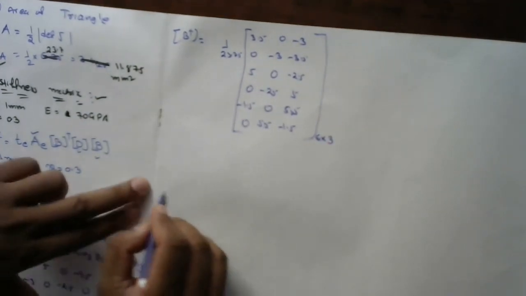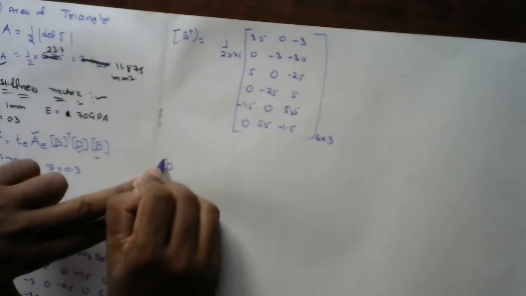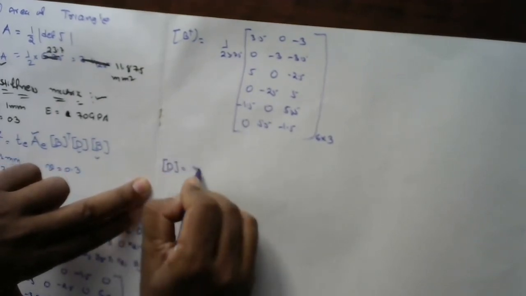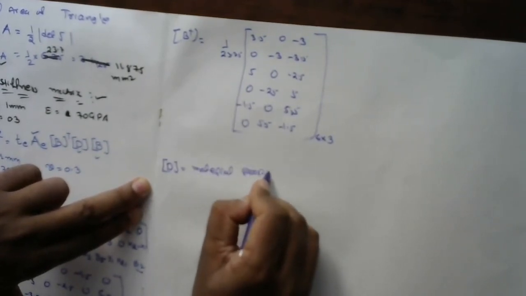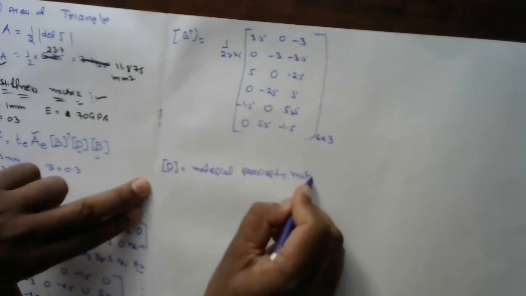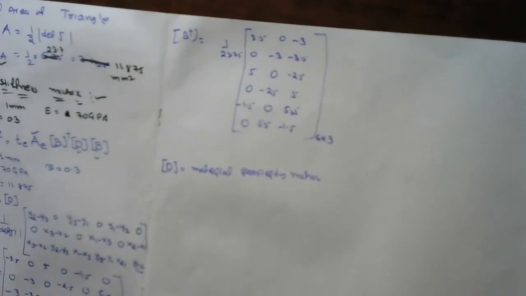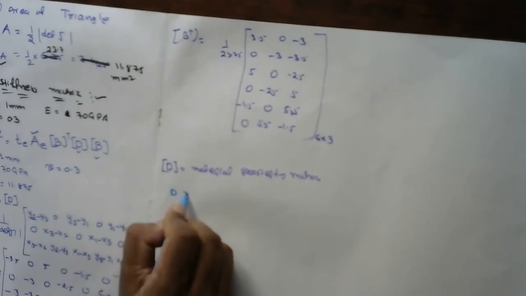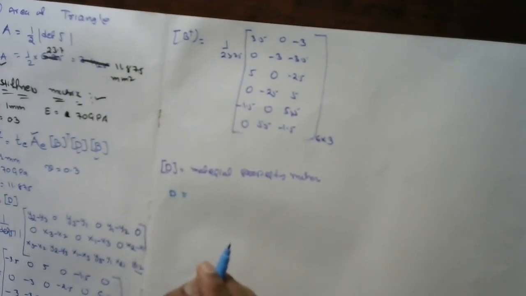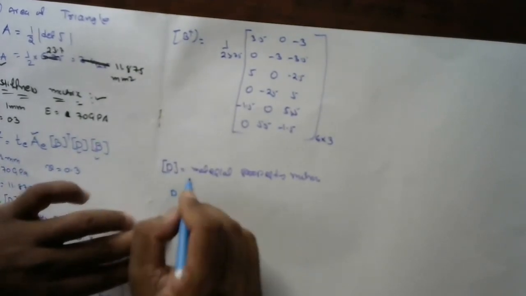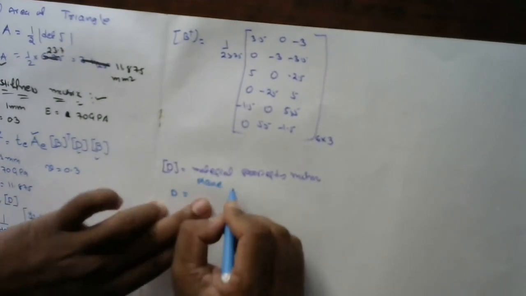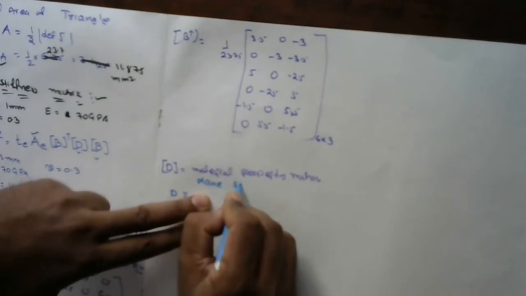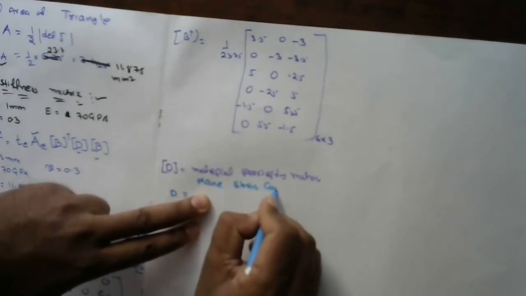The next thing you should focus on is the material property matrix, the D matrix. So this material property matrix can be defined as D. For the plane stress condition, let us consider that here. It is not given in the problem, so now I would like to consider this a plane stress condition.